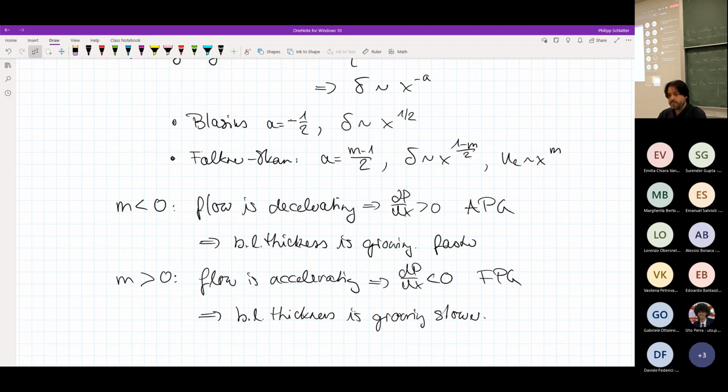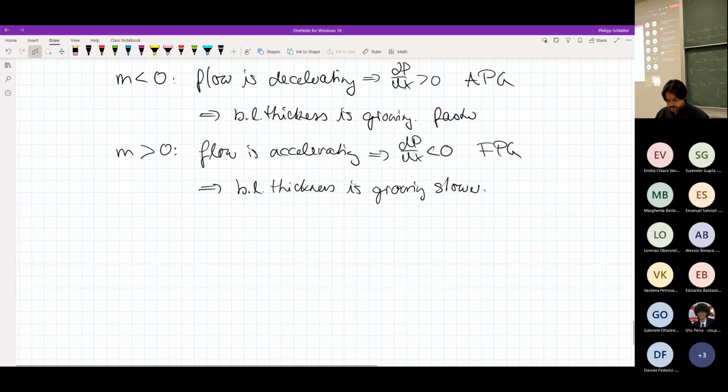So that means that this n that we have introduced now can really be used as a measure for whether we have accelerating or decelerating boundary layers, because it's exactly the exponent that you would have in the free stream velocity. 0 means it's constant, positive means it's accelerating, negative means it's decelerating.